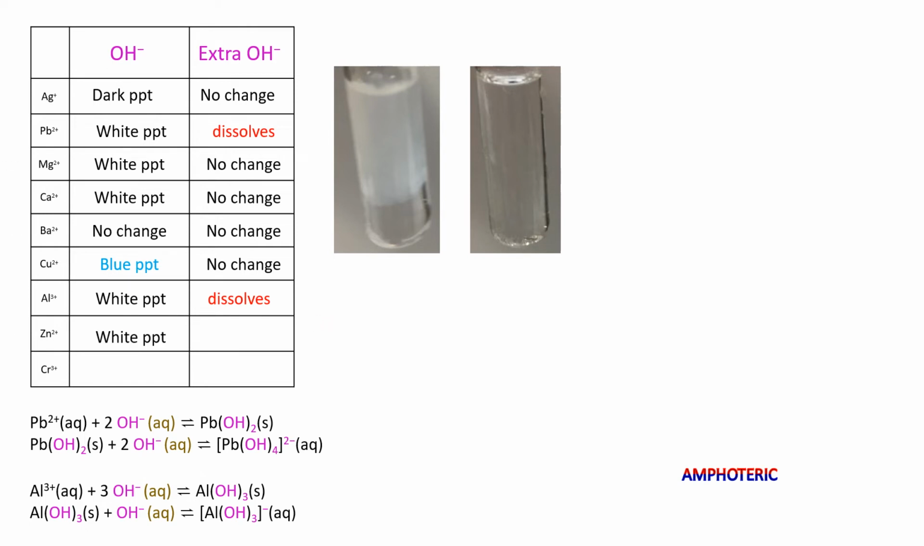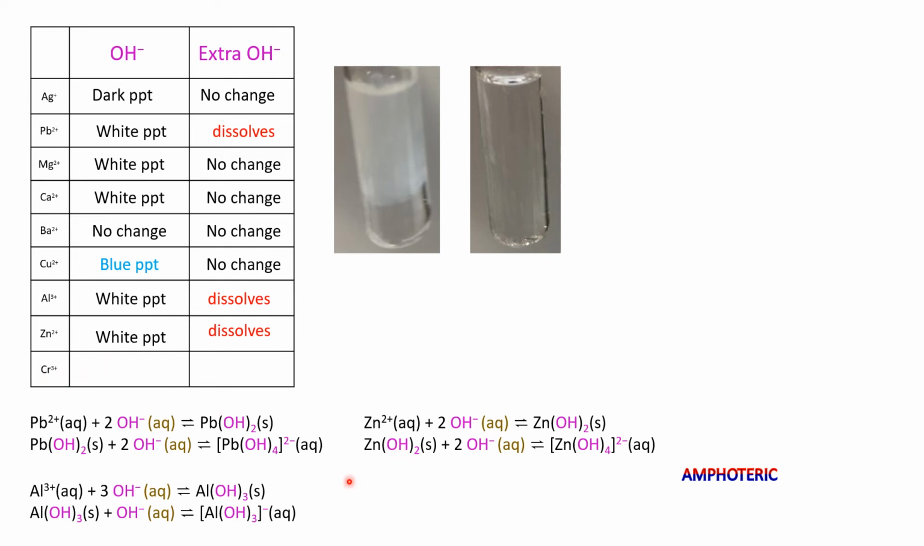Zinc is another one. We take zinc and we add hydroxides to it. Initially, we see a white precipitate of zinc hydroxide. Add in more hydroxide, it dissolves because we again make the tetrahedral tetrahydroxy zinc dianion.